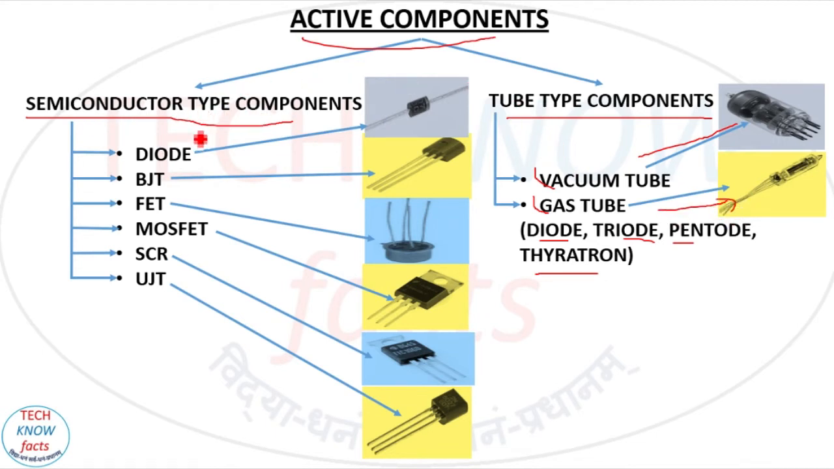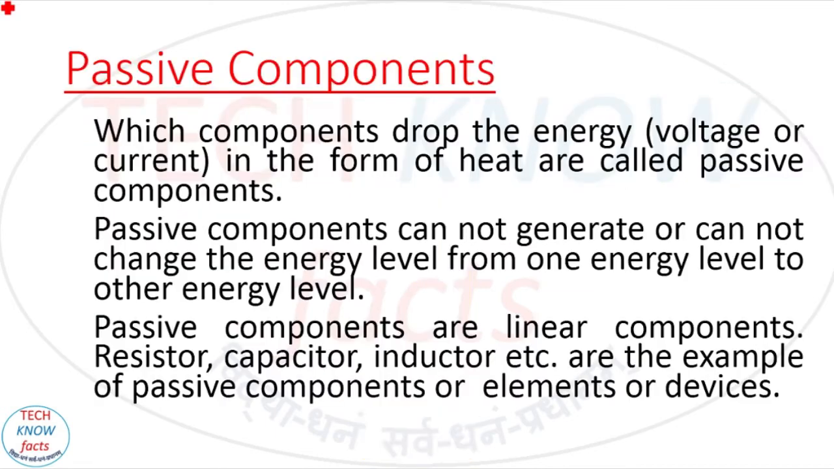On the left side, semiconductor type components: diode, BJT, FET, MOSFET, SCR and UJT. Diode, this is the image of a diode. BJT, bipolar junction transistor, this is the image of a BJT. FET, field effect transistor, this is the image of a FET. MOSFET, metal oxide semiconductor field effect transistor, this is the image of a MOSFET. SCR, silicon controlled rectifier or thyristor, this is the image of an SCR. UJT, unijunction transistor, this is the image of a UJT.